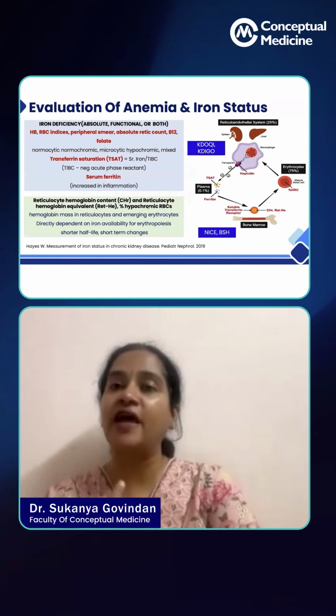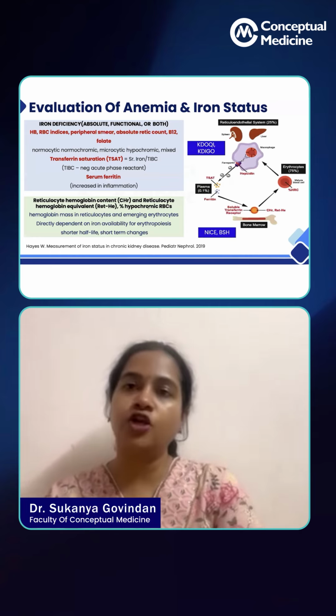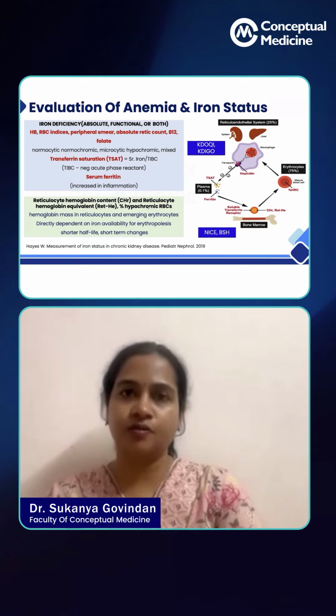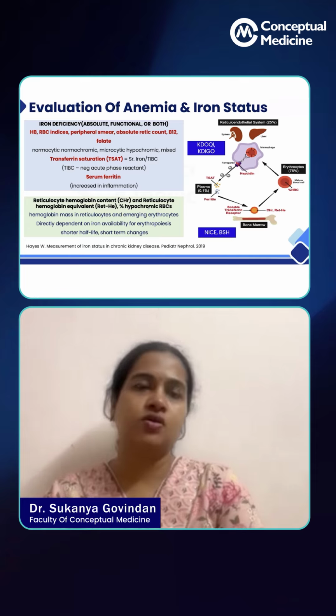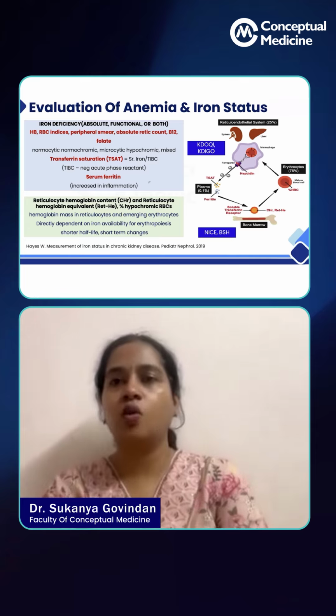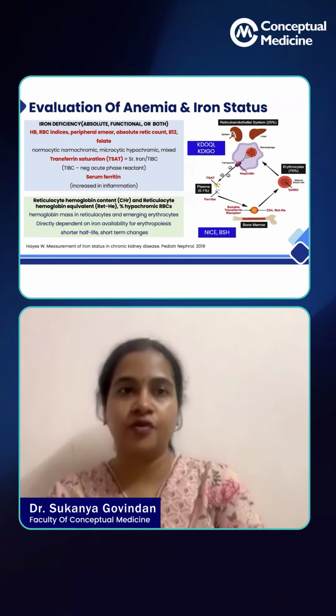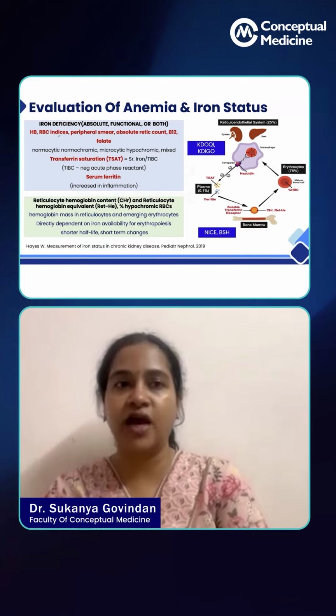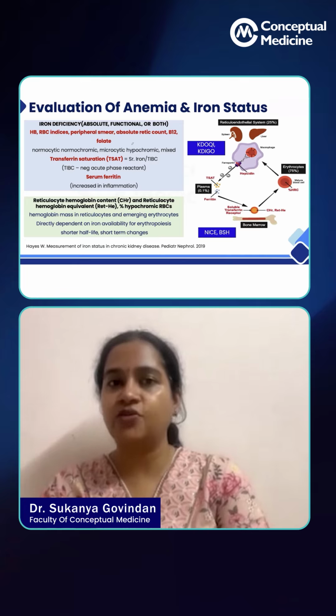Okay, so how do you evaluate somebody with anemia? How will you evaluate their iron status for treating them and correcting the anemia? We have to first figure out what sort of anemia they have. You will do the hemoglobin, the RBC indices, the peripheral smear, absolute retic count, B12 and folate.